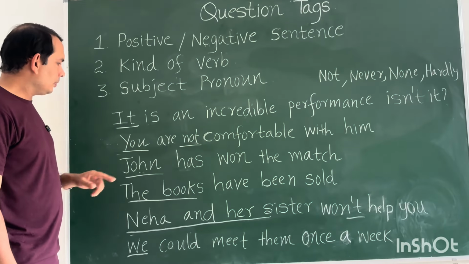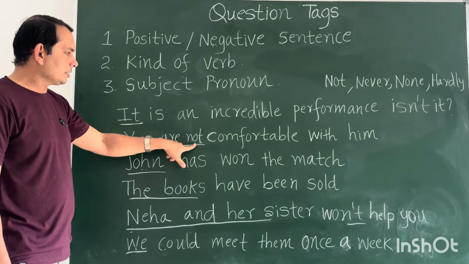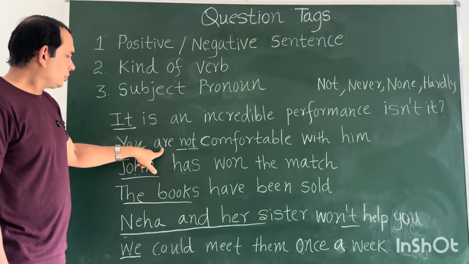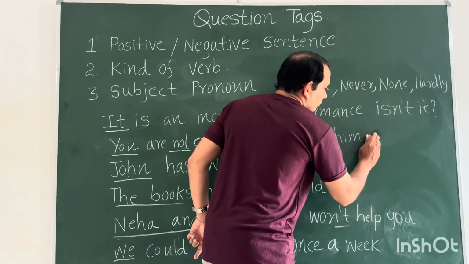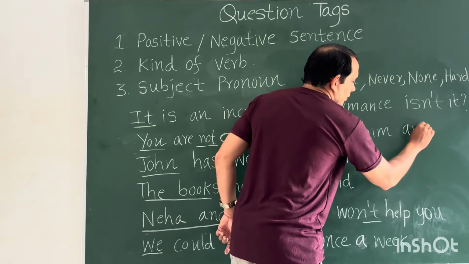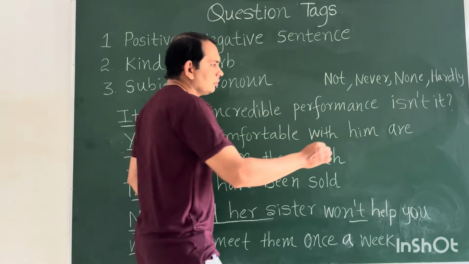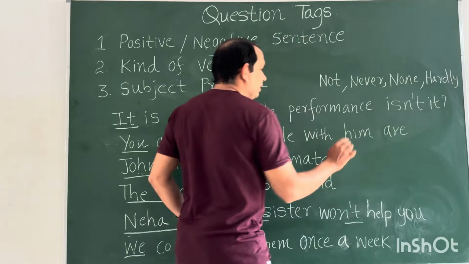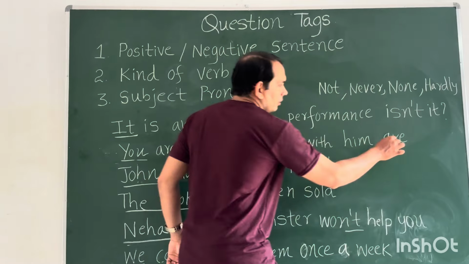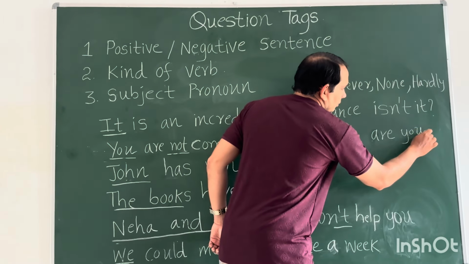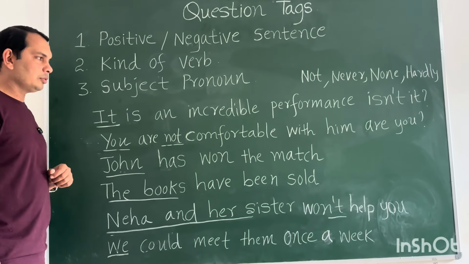Let's go to the next example. You are not comfortable with him. This sentence is negative. Not is used in the sentence. So, what we need to write first is the helping verb or the auxiliary, are. Since this is a negative sentence, we don't add not here. It remains the same. The subject in this sentence is you. The question tag to this sentence is are you. Are you is the answer to this question.